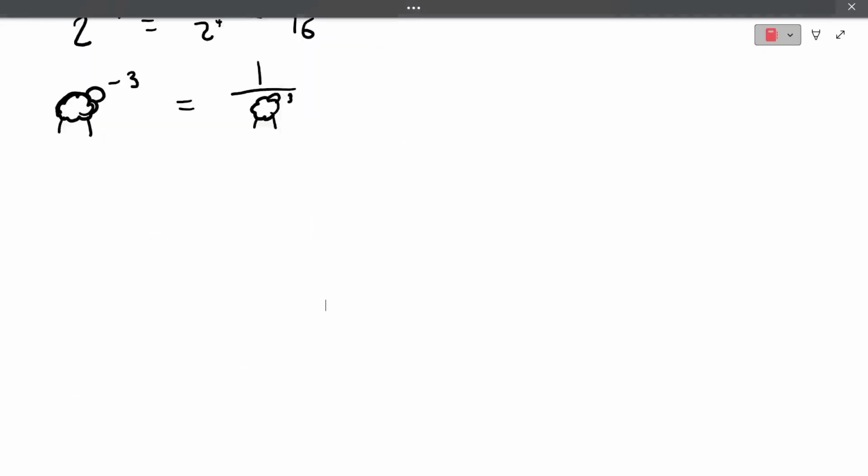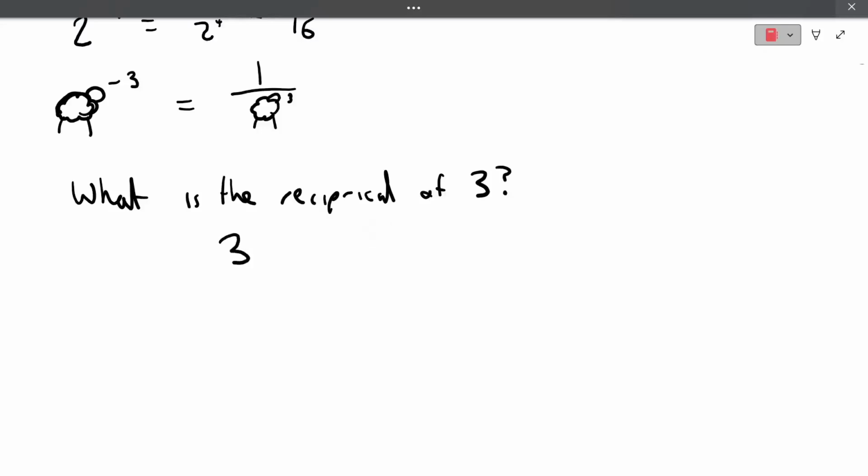With negative powers, another thing it's really doing is what's called the reciprocal. Now, the reciprocal is a flipping of the fraction. So what is the reciprocal of 3? Well, the answer is 1/3. But 3, you could view it as 3 over 1, and that then turns into 1 over 3.